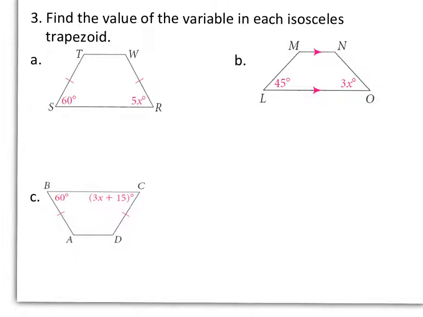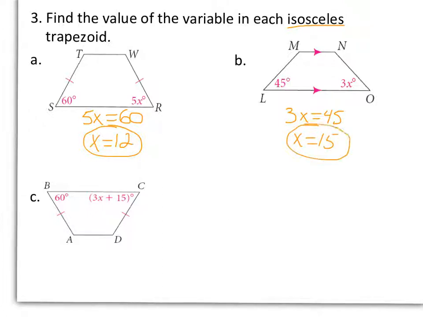Alright, in number 3, we're going to find the value of the variable in each isosceles trapezoid. So remember, in an isosceles trapezoid, our base angles are congruent and our leg angles are supplementary. So in letter A, we're given two base angles, angle S and angle R. So we can say 5x equals 60. Divide by 5, we get x equals 12. In B, same idea. 3x equals 45. Divide by 3, x is 15.